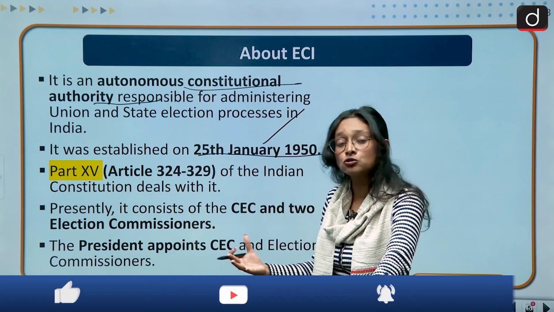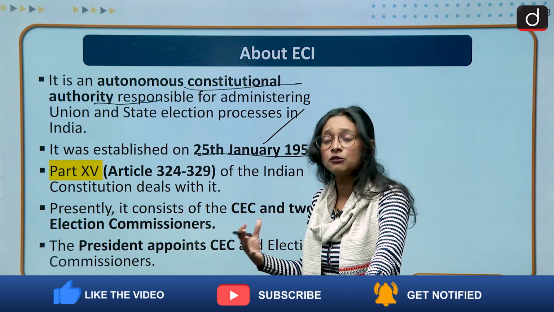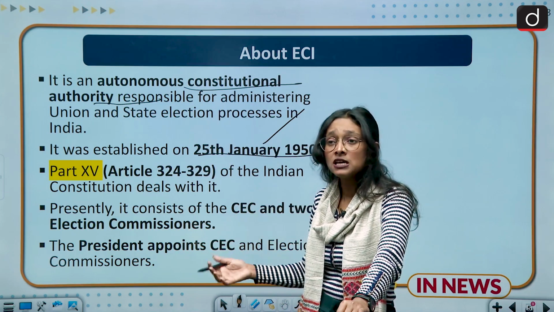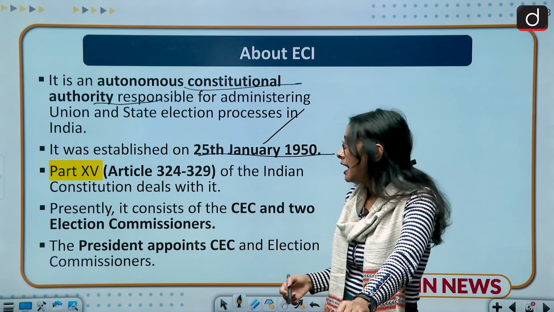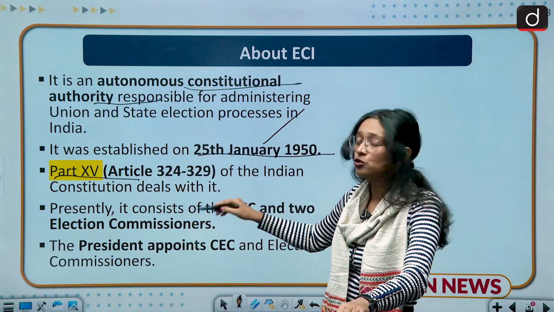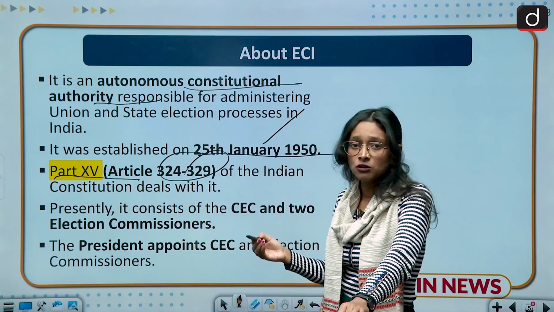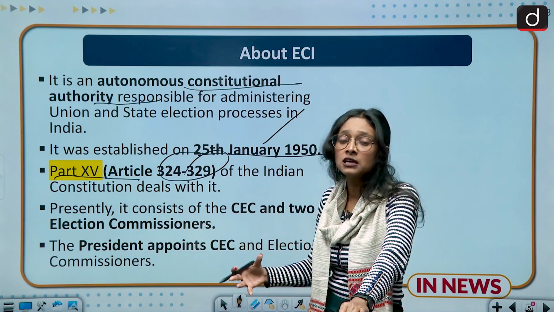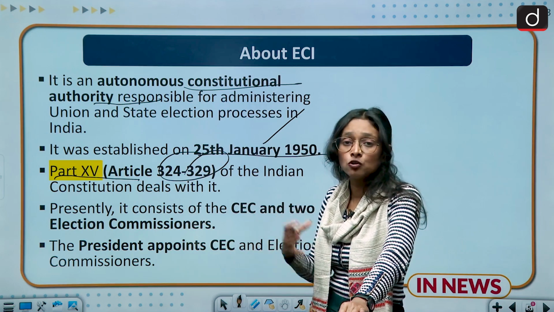So you should be very careful, because in various state examinations questions can be asked about when National Voters Day is celebrated, and nowadays in the UPSC examination a factual question like this may come. Under Part 15 of the Constitution, Articles 324 to 329 deal with the elections of India, and in Article 324 it is written that the Election Commission has the right to supervise the elections of various state legislative assemblies and also the Lok Sabha election.